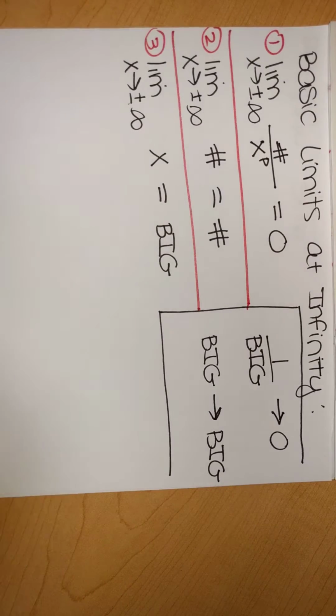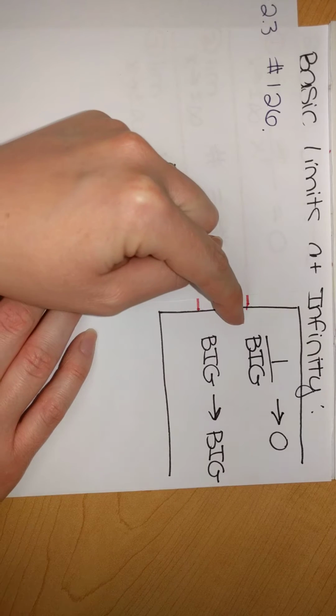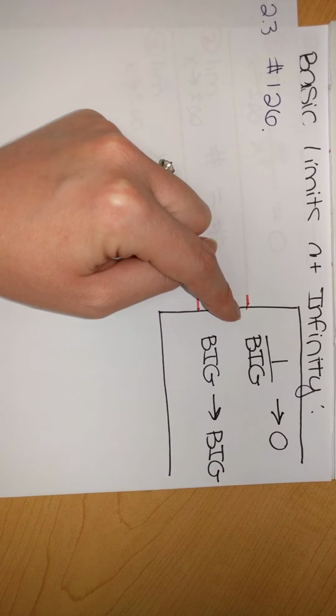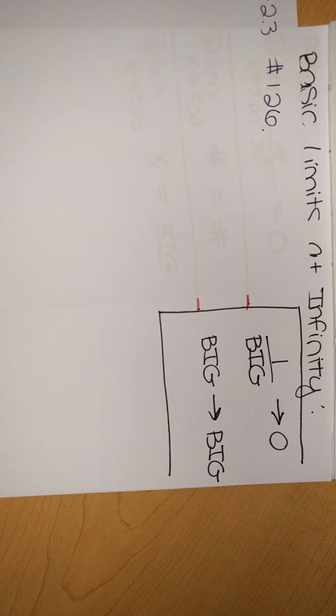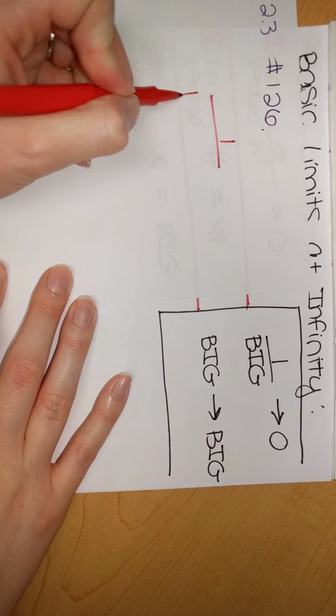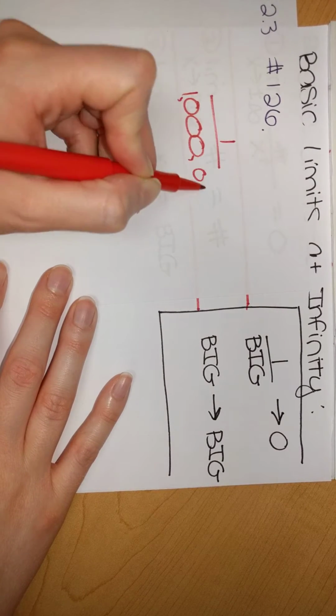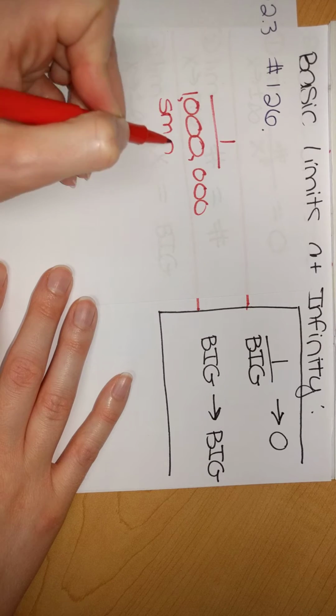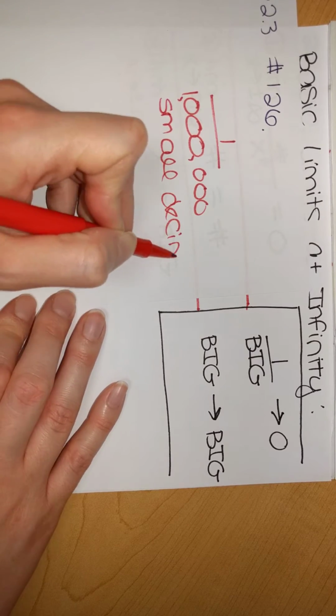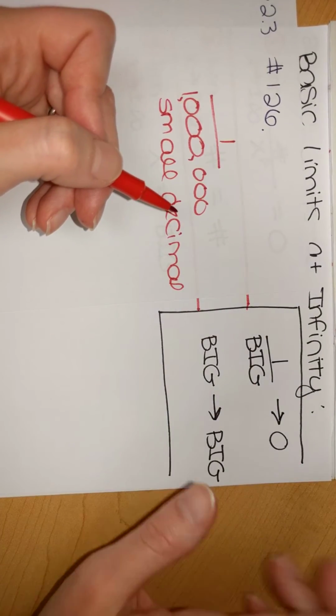What happens at infinity? Really, all of this is predicated on the fact that if you have a big number in the denominator, that is going to go to 0 as x goes to plus or minus infinity. And the reason for that is, if you have 1 over a million, that gives you a super small decimal. It's not a big number. So if you have 1 over a big number when you plug in, it's going to 0.